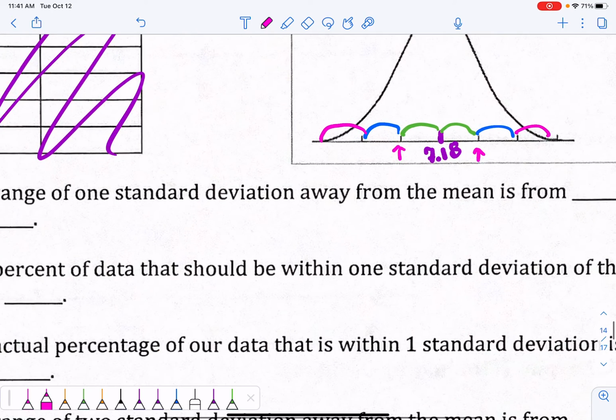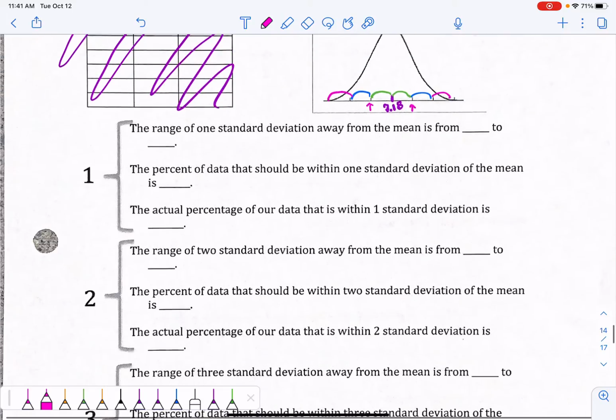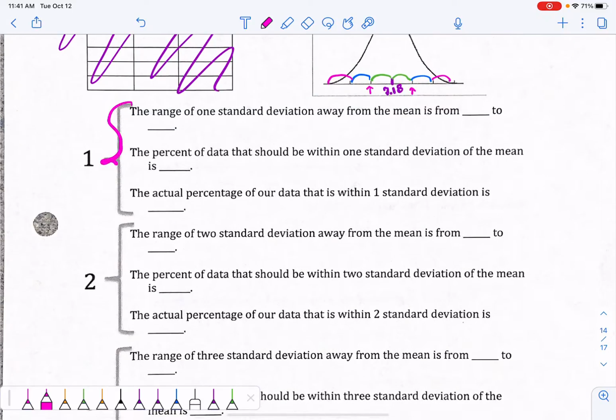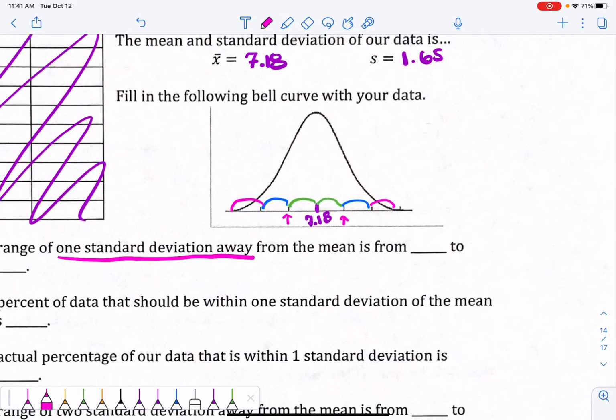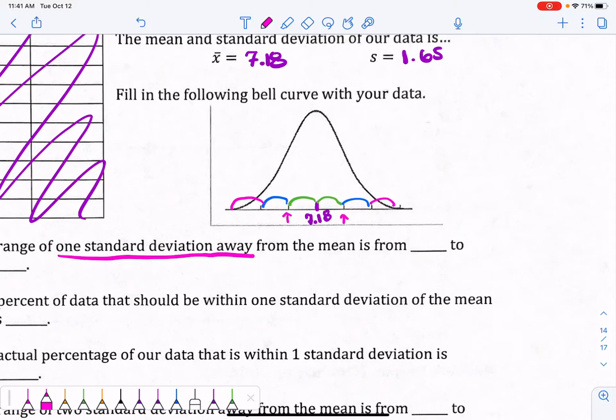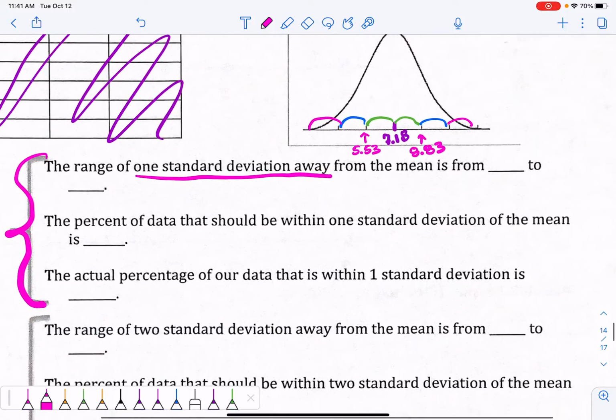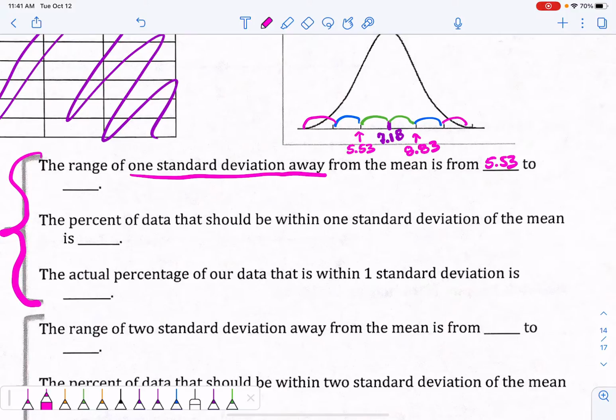So then we have these 3 categories, 1, 2, and 3 over here. The reason I labeled it as 1 is that this is talking about 1 standard deviation away from the mean. It says the range that's 1 standard deviation away from the mean goes from what value to what value. If we add 1.65 to this, I think it's 8.83. And if we subtract 1.65, it was something like 5.53. Let me check that. Yeah, 5.53. So the range of 1 standard deviation would be from 5.53 to 8.83.